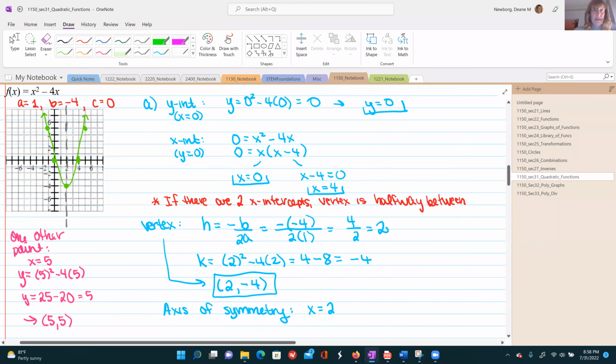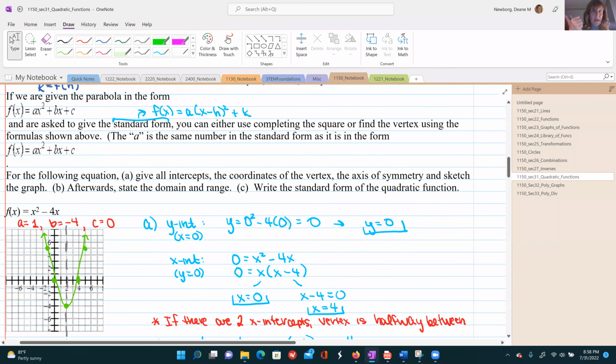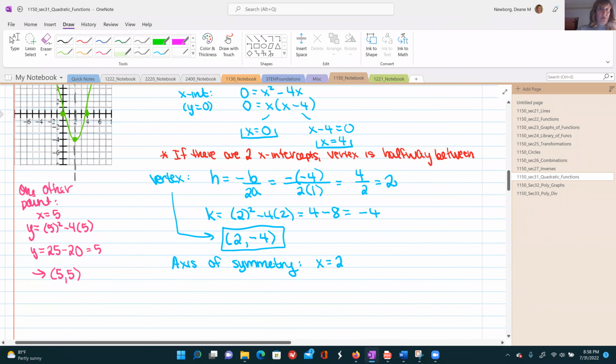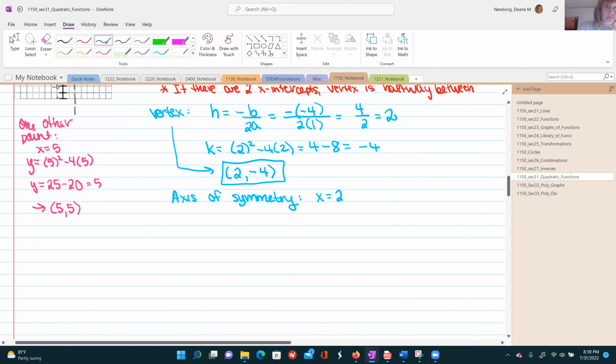So I have everything answered for part A. The intercepts, the vertex, the axis of symmetry, sketch its graph. Afterwards, state the domain and range. So part B, domain, range.